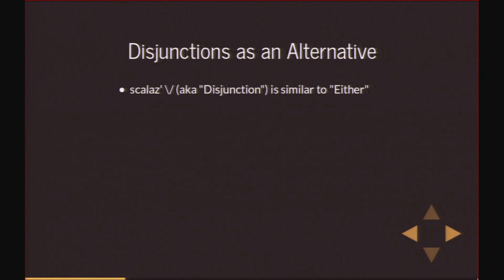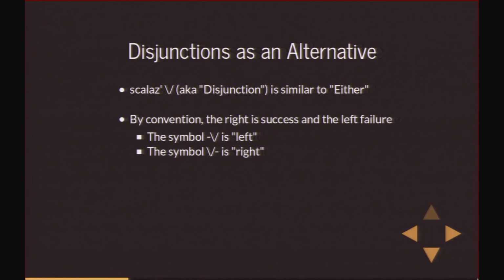It's similar to Either. It's the same idea. It's a logical disjunction. By convention, the right is success, the left is failure. Now there's a couple more symbols here. We've got the minus version, which is left, and the other minus version, which is right. The easiest way to remember these is that the dash is on the side of the disjunction that represents which side it is. Hopefully that was the way that I remembered it. Hopefully that'll work for you.